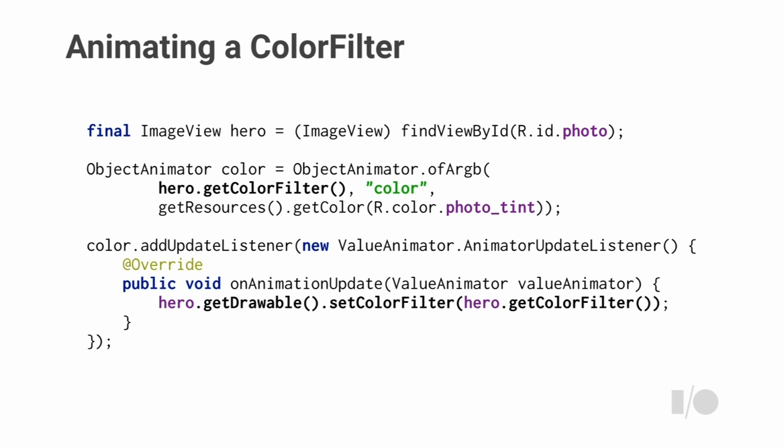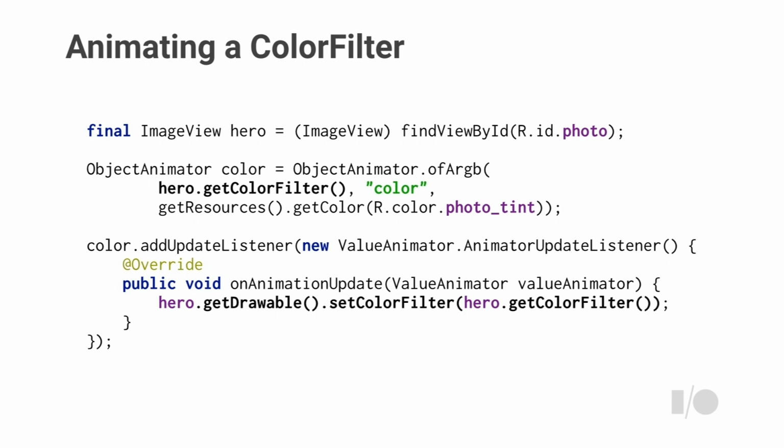I mentioned animating a color filter. That's a technique we've shown in presentations in the past. It was a little painful before because on every frame, you would have to create a new color filter instance to create your animation. That was generating garbage. That was causing GC pauses. So sometimes you would get a stutter in the animation just because of the extra garbage that was generated.